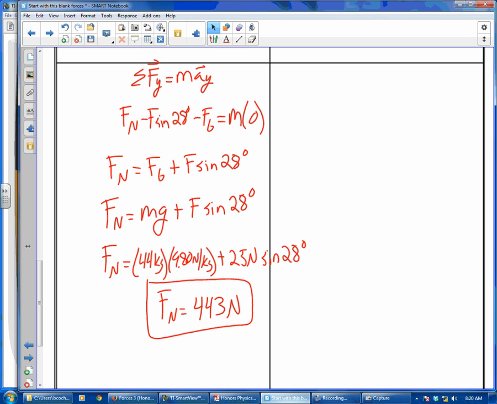Because it's only accelerating horizontally. So that means its vertical acceleration would be 0. Remember, I'm only working vertically right now to see if I can get away with that. Yeah.